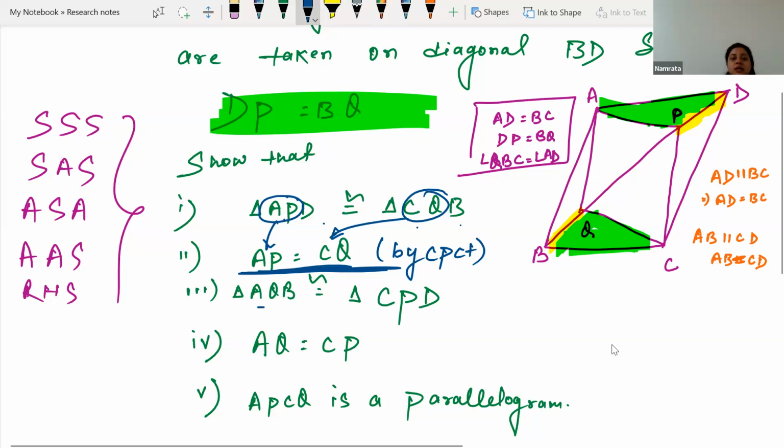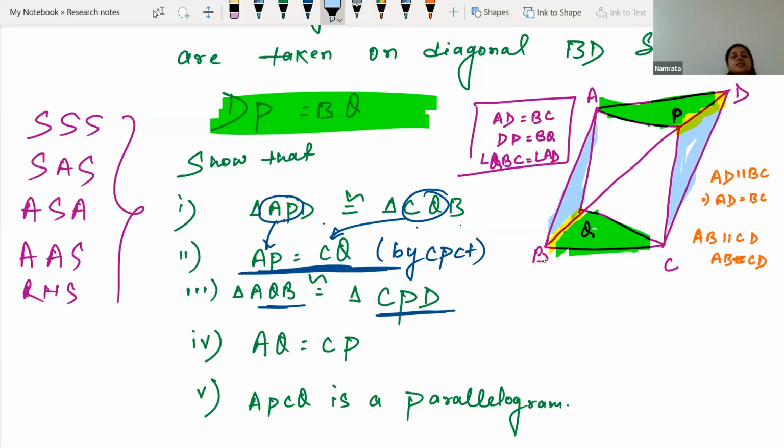Now the next part says AQB and CPD, again we have to prove the congruency. Now let's see how we can prove so. So we are now going to focus on, let me color it, this part, this triangle and this triangle. Let's see what we know.